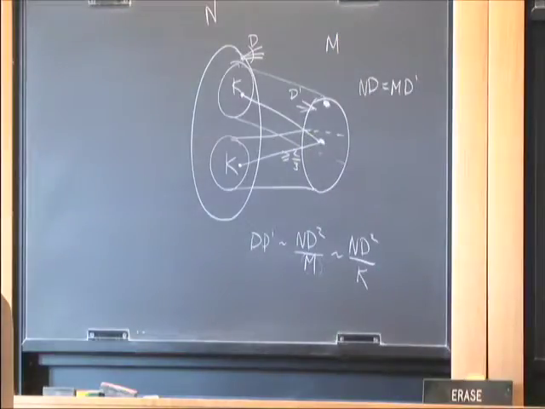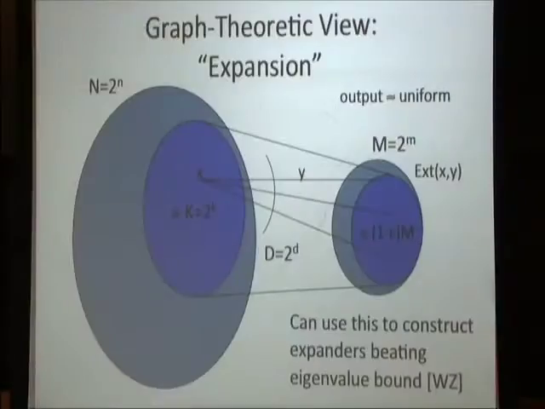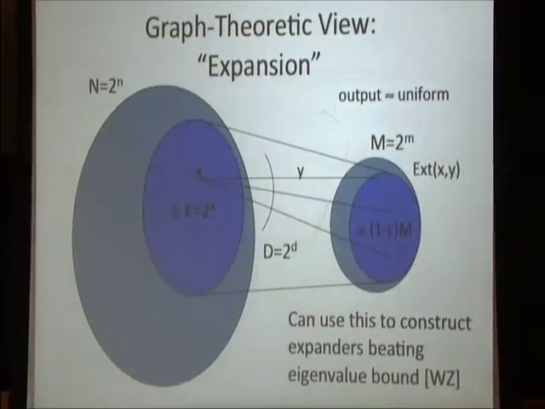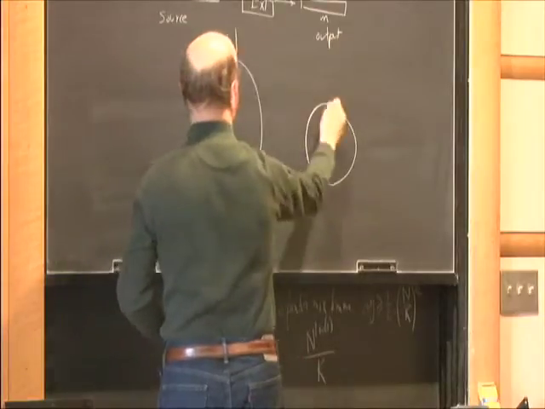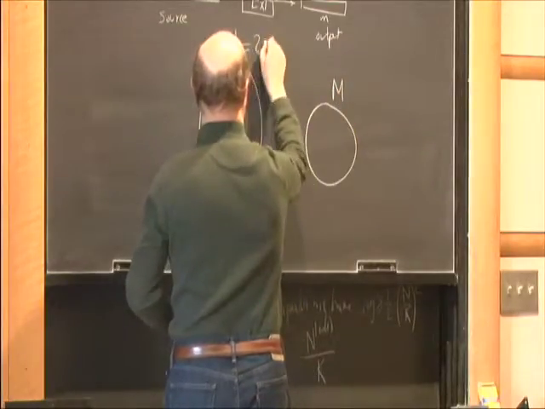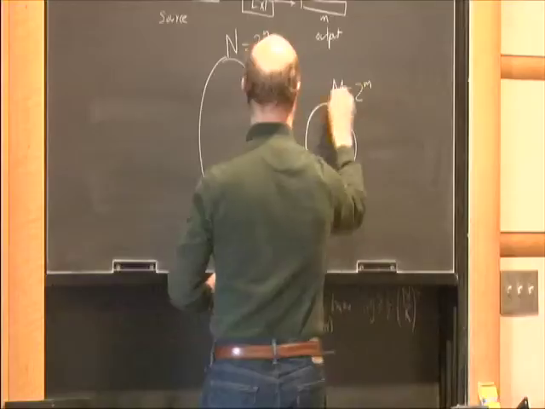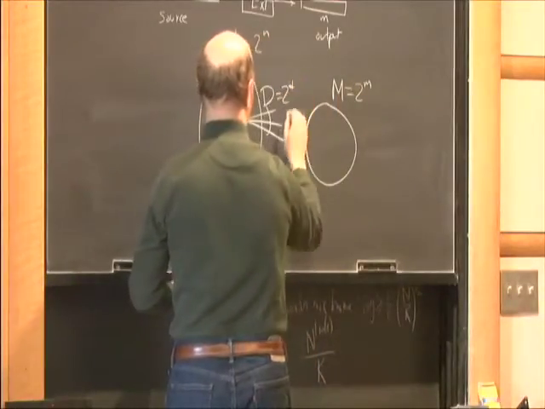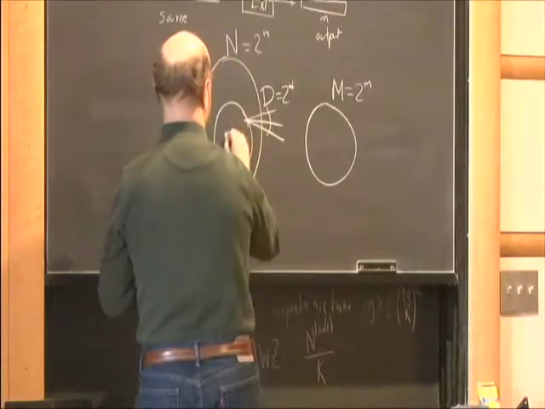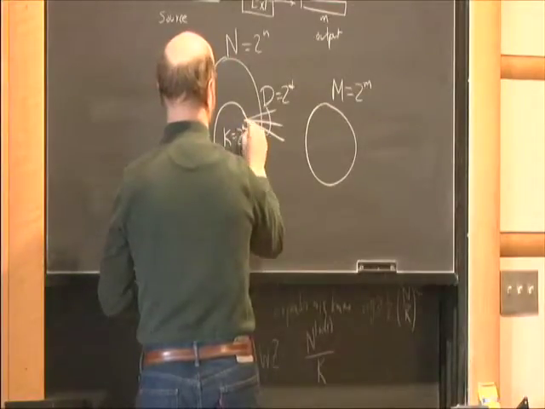But let me just write these parameters over here. We have n on the left, m on the right. And then the degree here is d, which is 2 to the little d. And then k, which is 2 to the little k.